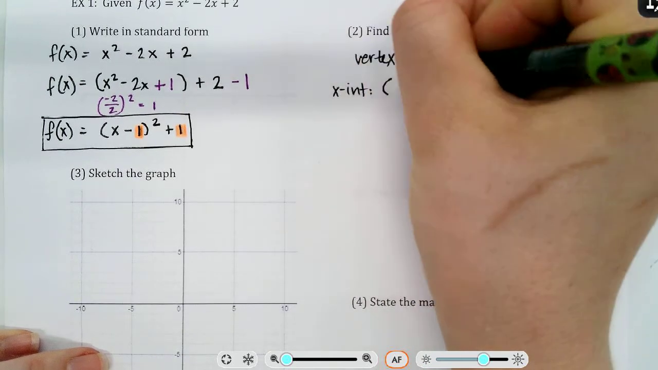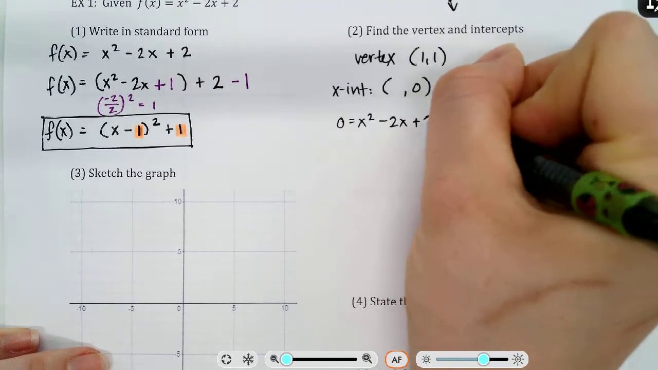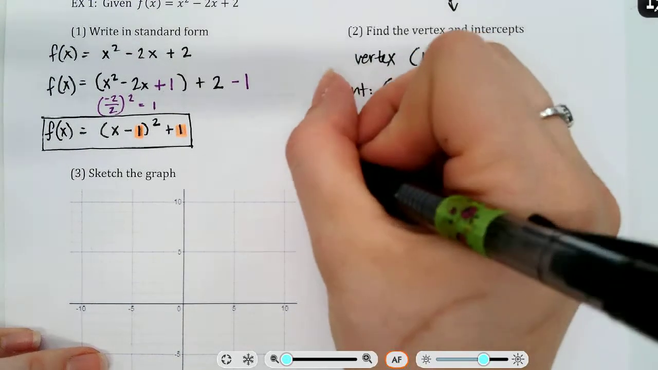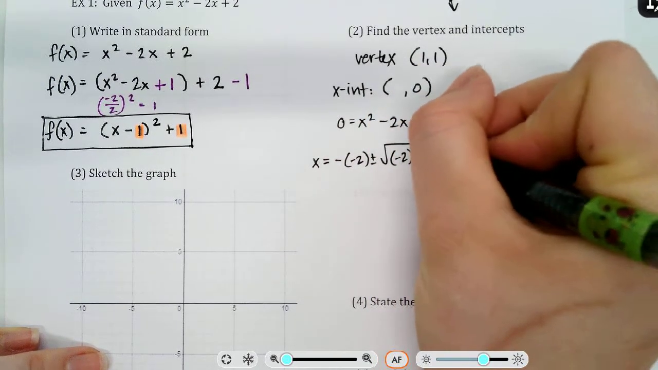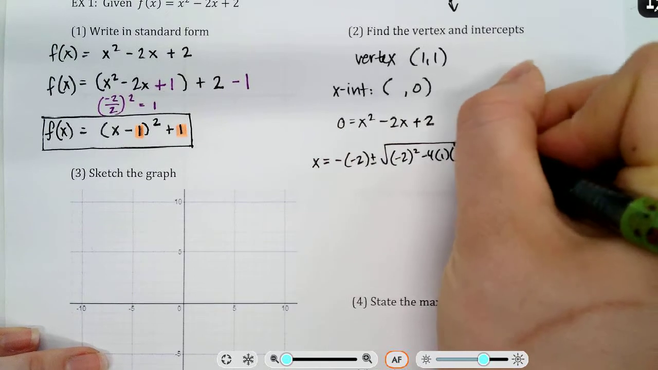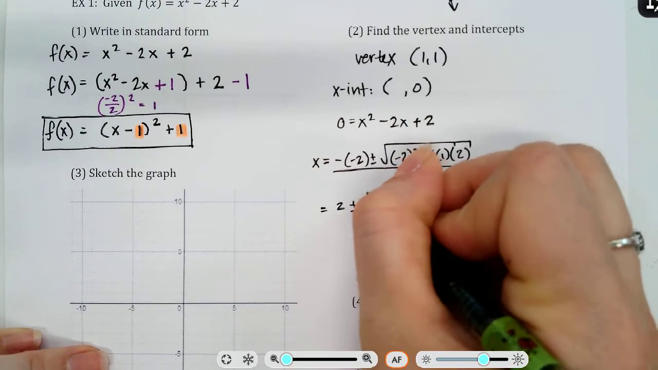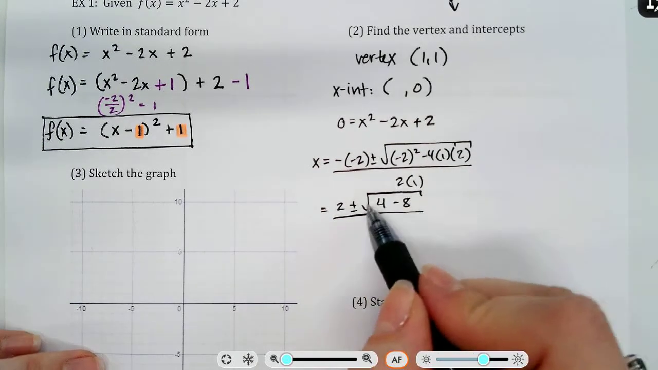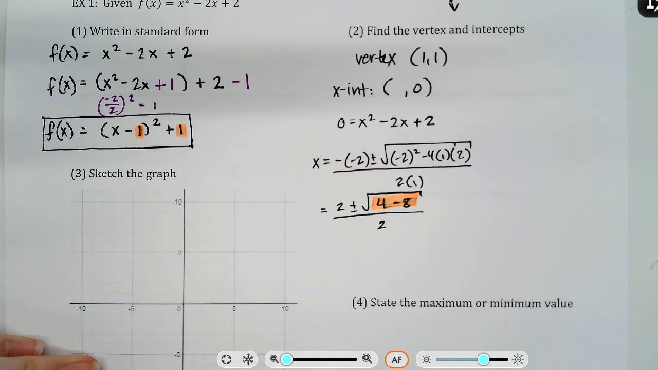which means I set y to 0. So 0 equals x squared minus 2x plus 2. That doesn't factor, so I'm going to go ahead and use the quadratic formula. x equals negative b plus or minus the square root of b squared minus 4ac all over 2 times a. That's going to be 2 plus or minus the square root of 4 minus 8. Oh, 2. All right, see what's going on in here. That's going to be a negative number under my radical, which means it's not a real number. So we do not have any x-intercepts.